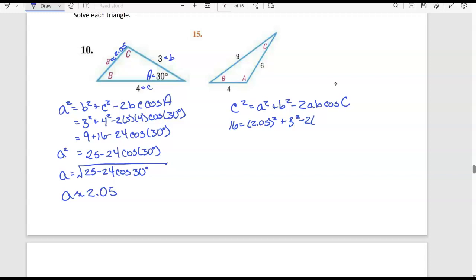minus 2AB cosine of C. Remember, we're looking for angle C. So I'm going to simplify all this. I've got to get this by itself, which means I need to move everything else. So I'm going to subtract the 2.05 squared, and I'm going to subtract the 3 squared, which is 9.